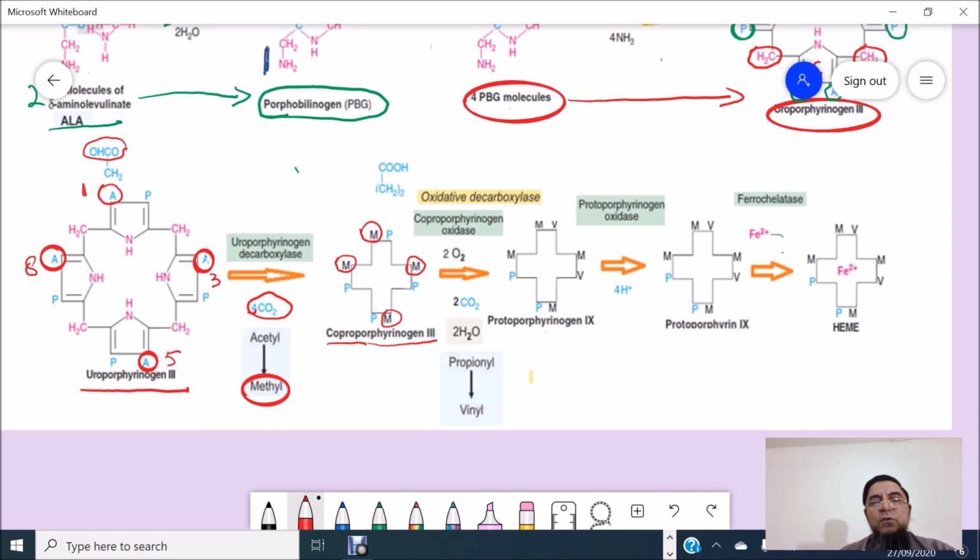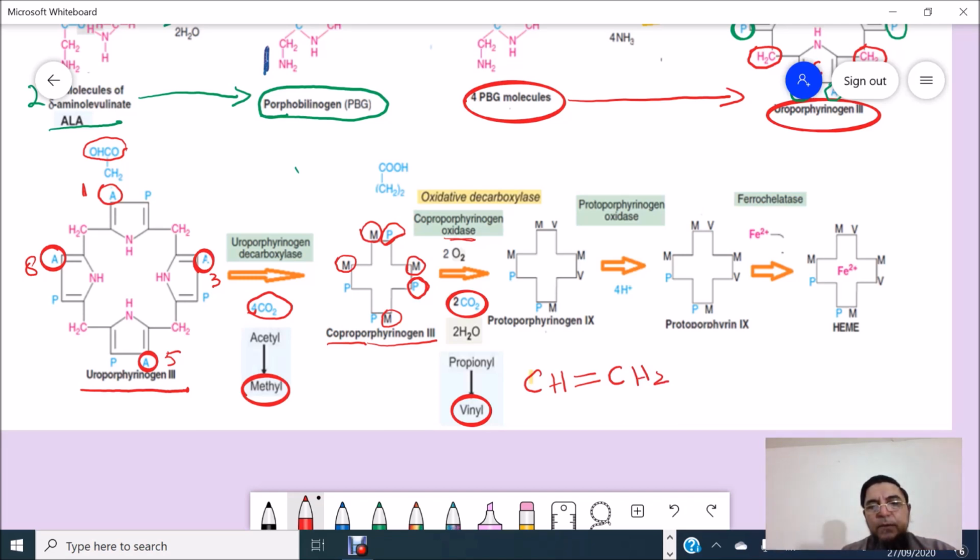Then coproporphyrinogen will be decarboxylated. This is an oxidative decarboxylation with the help of the enzyme coproporphyrinogen oxidase, and two molecules of carbon dioxide will be removed from propionic acid. Which propionic acid? The position 2 propionic acid and the position 4 propionic acid. So propionic acid will be converted into a vinyl group. A vinyl group is CH double bond CH2. They convert into a vinyl group.